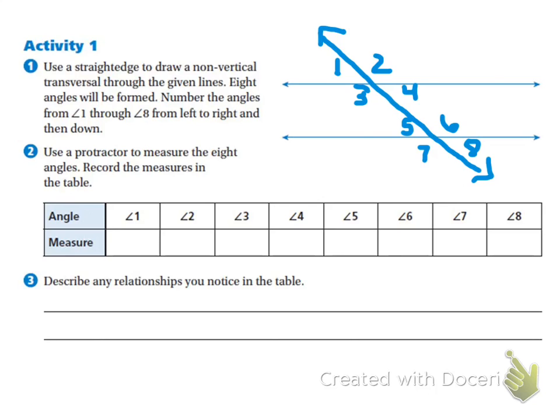Okay, now we're going to guesstimate. Angle 2 looks like it's about 150 degrees. So if that's 150 degrees, what do you think angle 1 is? 30. Excellent. Thank you, Erica. It's 30 degrees.